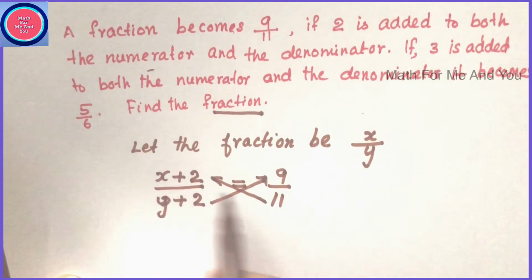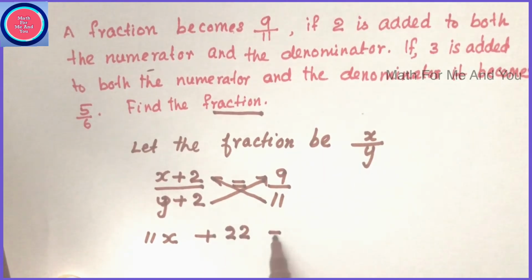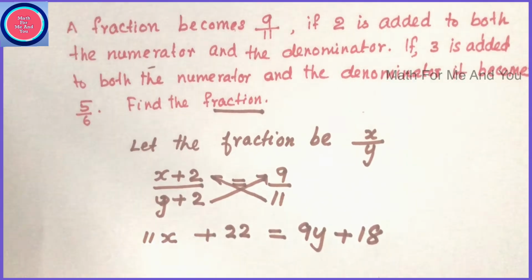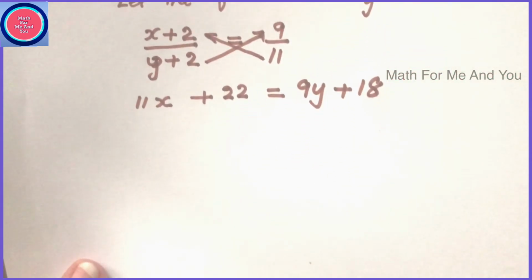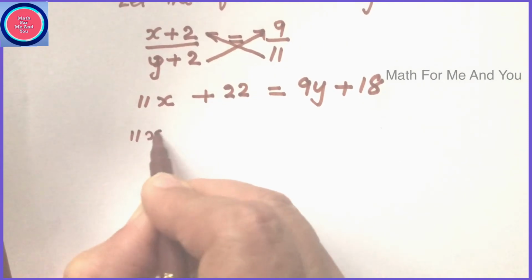11 we can multiply with x plus 2, so it is 11x plus 22. When we cross multiply, we get 11x plus 22, and y plus 2 multiplied with 9 becomes 9y plus 18. Collect x and y on one side. Then we get the equation that we can mark as equation number 1.